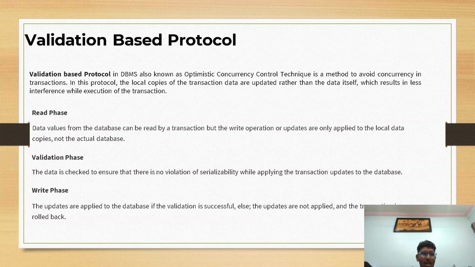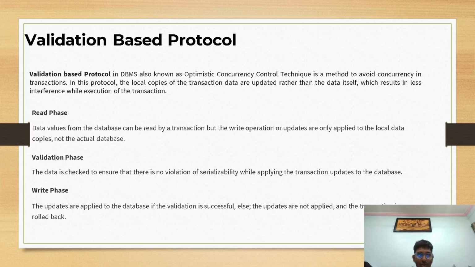Now, the validation-based protocol. In DBMS, it is also known as the optimistic concurrency control technique. It is a method to avoid concurrency problems in transactions. In this protocol, the local copies of transaction data are updated rather than the data itself, which results in less interference during execution of the transaction. Here also there are three phases. Read phase: data values from the database can be read by a transaction, but the write operations or updates are only applied to the local data copies, not the actual database.